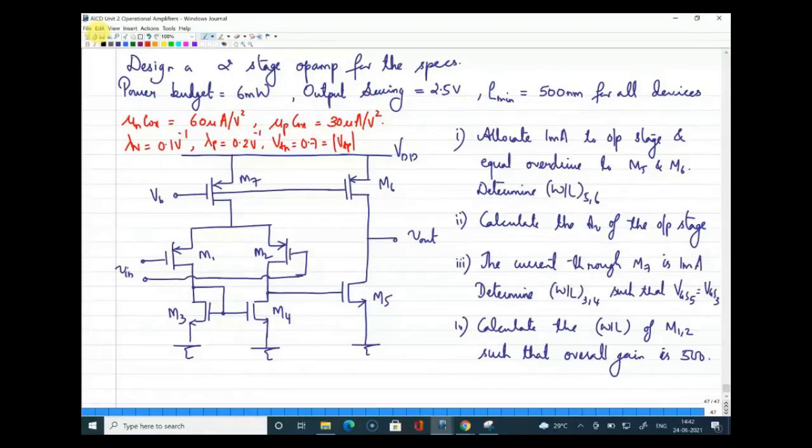We need to find the current from the power budget. All right, okay. So you have 6 milliwatt, that is the power budget, but VDD is not given. I'll give VDD. VDD is equal to 3. So do you really need the current from the power budget? Because in the question, there are two conditions given where you can allocate the same current to the output stage as well as the input stage. That means current is known. So what is the current in the output stage?